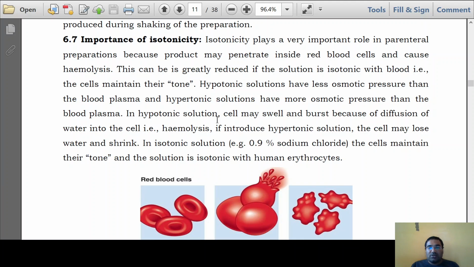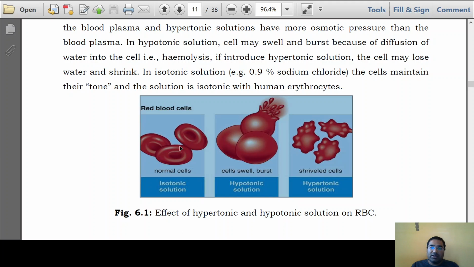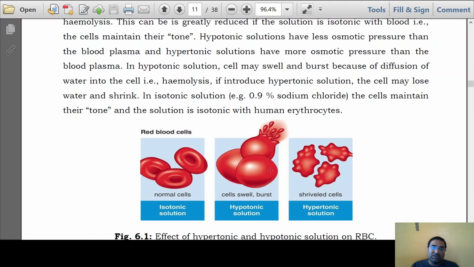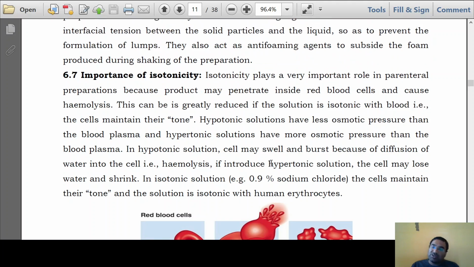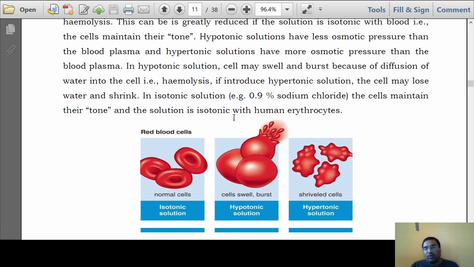shrink. In isotonic solution, that is 0.9% sodium chloride, the cell maintains their tone and the solution is said to be isotonic. So in case of isotonic solution, it does not affect the cell, but in case of hypotonic solution and hypertonic solution, there might be chances of damage to the cells. So this is the isotonicity, and isotonicity is one of the important criteria for all kinds of parenteral product.